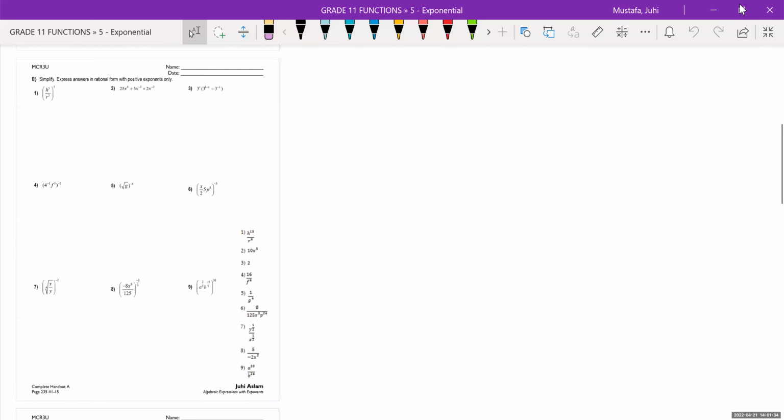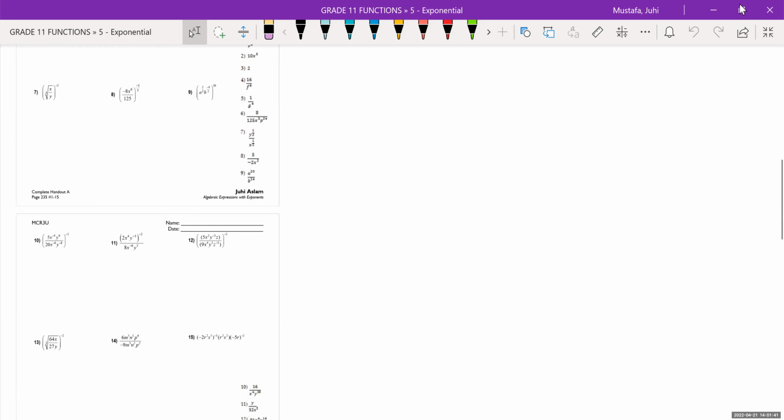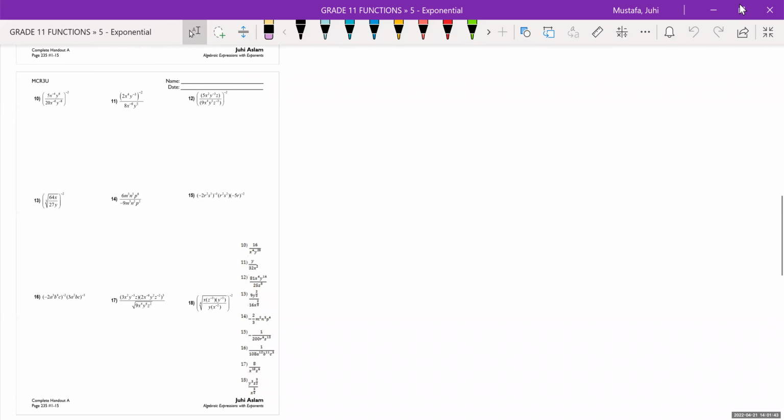Here is page 2. And then here is page 3. Page 3 has the more challenging stuff, like more of what we did in class today. Okay, and that's the end.